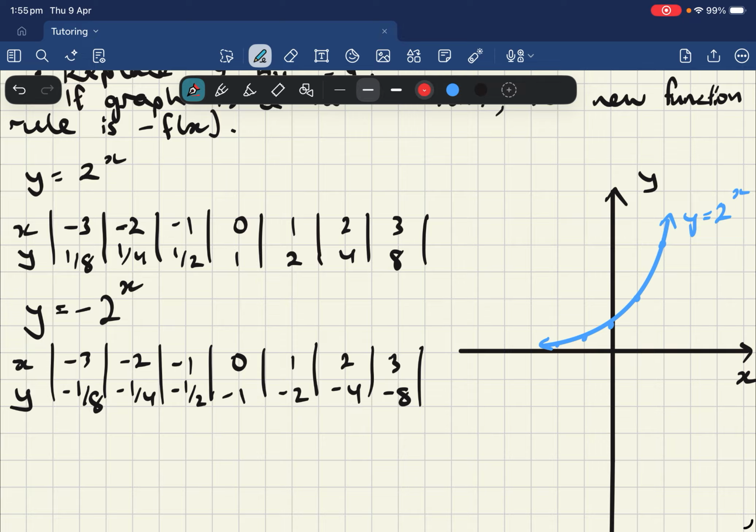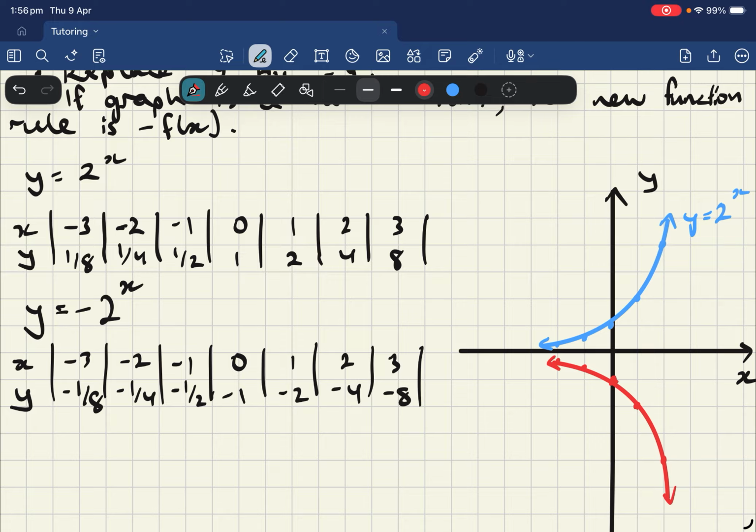So if I draw these in, I'll start over here at a really easy point. When x is 0, y is -1, y is -1/2, y is -1/4. Here, when x is 1, y is -2. When x is 2, y is -4. So if I connect the dots for this one, connecting everything through, you will see my graph looking like this.